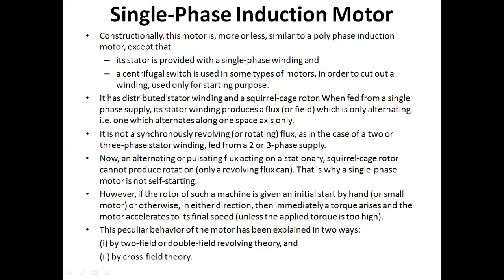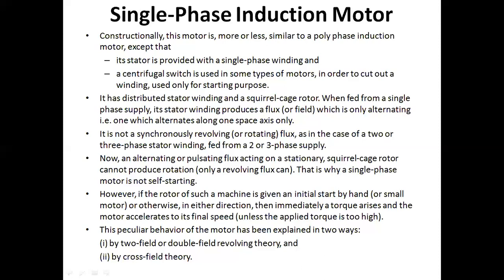Now, an alternating or pulsating flux acting on a stationary squirrel cage rotor cannot produce rotation. That is why a single-phase motor is not self-starting. The main cause is that only a pulsating flux acts on the stationary rotor, and it is not able to produce enough torque to rotate the motor. However, if the rotor of such a machine is given an initial start by hand or by a small motor or otherwise in either direction, then immediately a torque arises and the motor accelerates to its final speed.